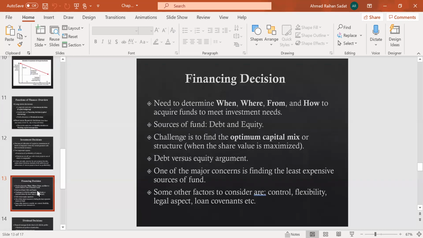One of the major concerns is finding the least expensive source of funds, and when we prioritize that, we go towards debt. But again, we can't lean too much toward debt because it will increase the liquidation risk to a high or maximum level, and that can cause trouble for the company. But if we do go to high debt, there are some factors, for example control, flexibility, legal aspects, loan covenants, which summarize to one factor: if I take too much loan from a debt source, I need to pay a lot of interest.